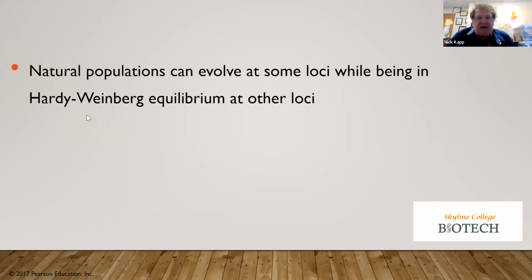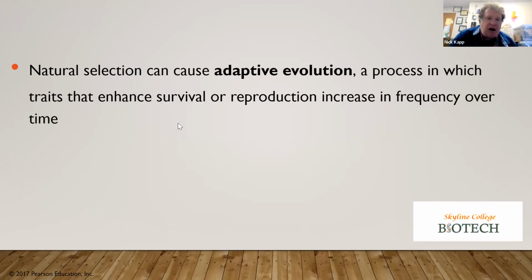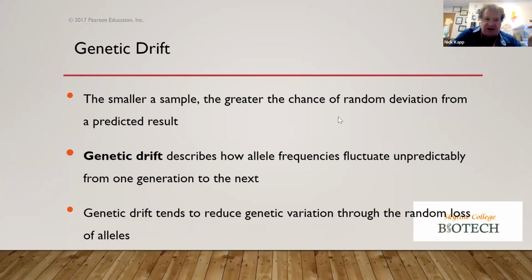Natural populations can evolve when some loci are in Hardy-Weinberg equilibrium at other loci. So again, when we look at the genes, certain genes can evolve and definitely change over time, where certain genes can be in a little bit more natural state. Natural selection causes what we call adaptive evolution. This is a process by which traits that enhance survival or reproduction increase in frequency over time.